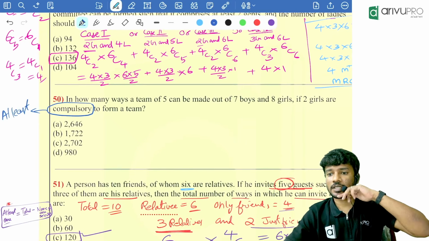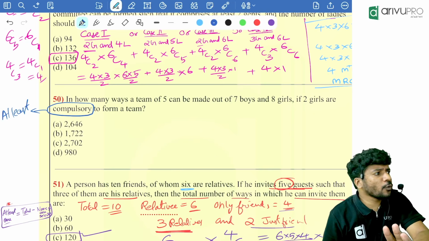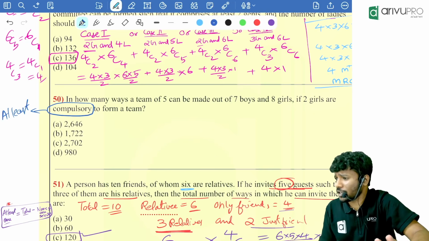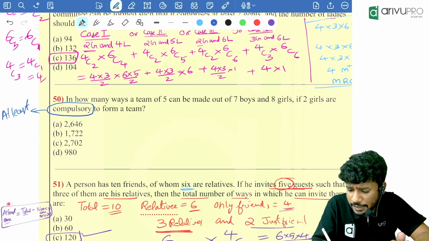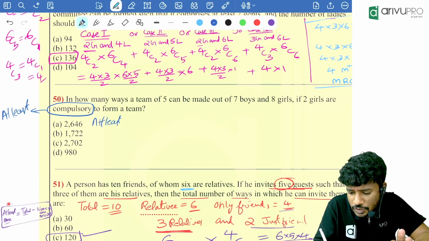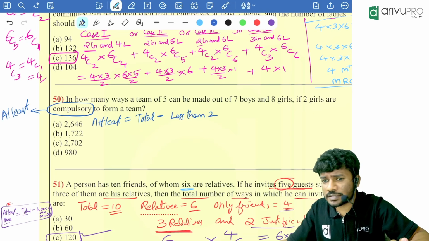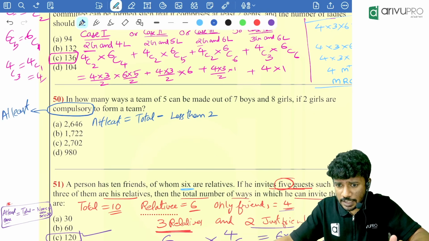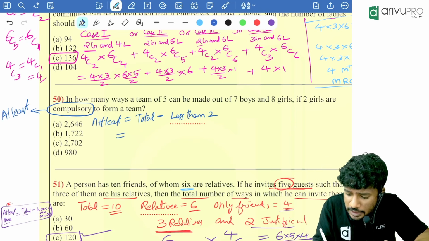Compulsory means what? At least. At least 2. How will you write? At least 1 we wrote it like total minus none. Correct? At least 2 can I write it like this, people? At least 2 can be written as total minus less than 2. Correct? Total minus less than 2. Less than 2 means 1 is there, then 0 girls is there. 2 possibilities are there.